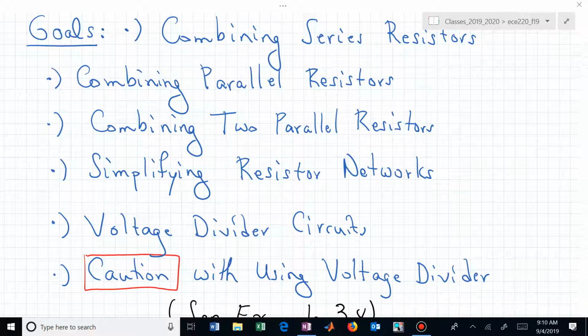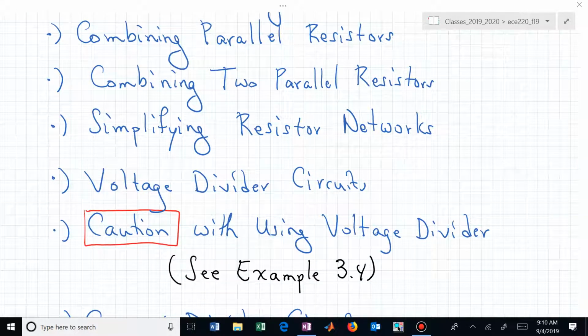We can start understanding how we might simplify the analysis of a circuit by combining these resistors, however they are connected or interconnected in the network we have to analyze. We'll talk about series and parallel. Then it's common to combine two parallel resistors, and we'll derive the formula for that. We'll simplify some resistor networks.